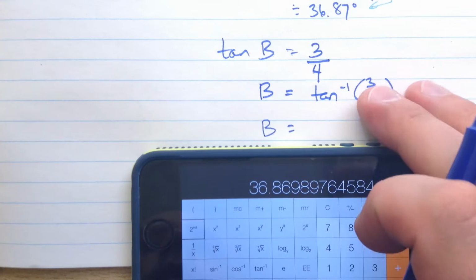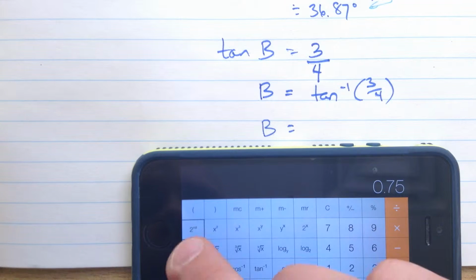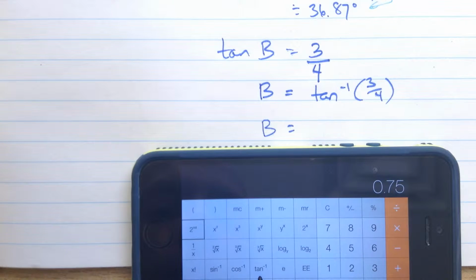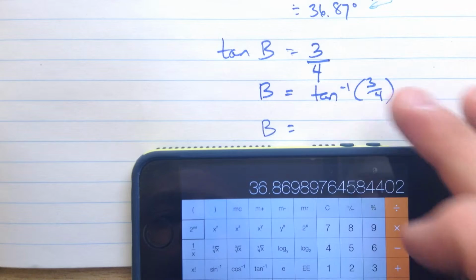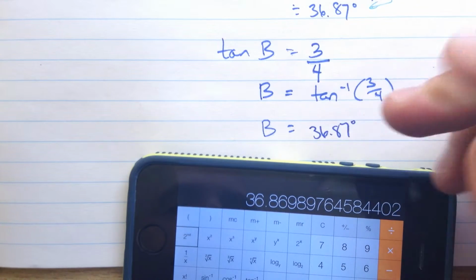That's calculator worthy, right? 3/4, I can do 3 divided by 4, or I know that's 0.75, and then I do second, tan inverse right there. There it is, same number, 36.87 degrees. All right, pretty good.